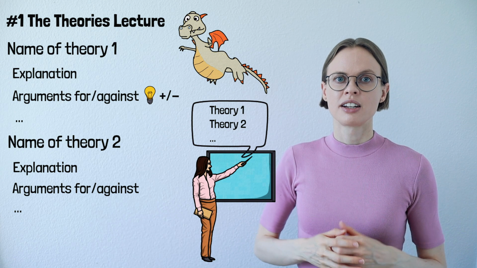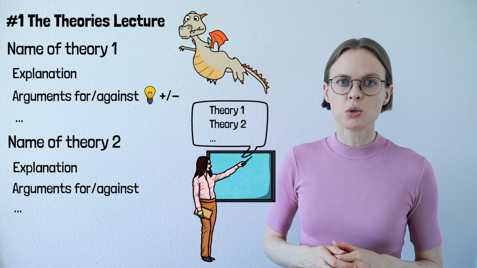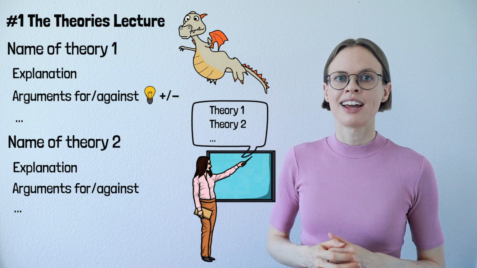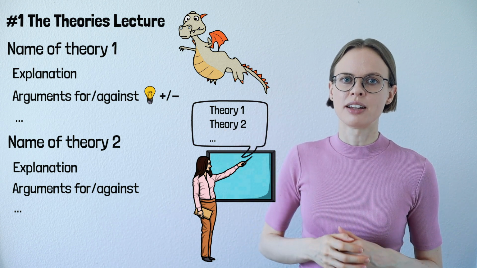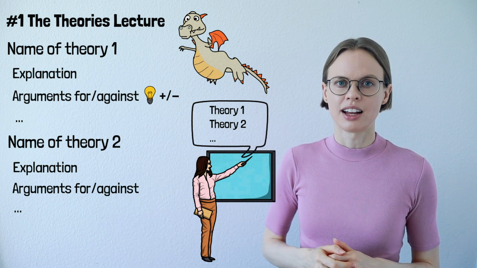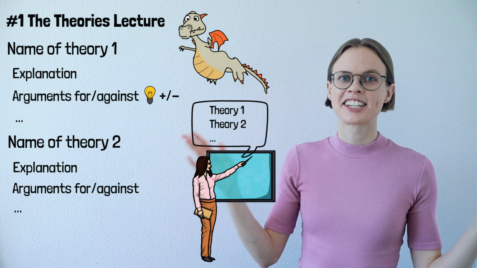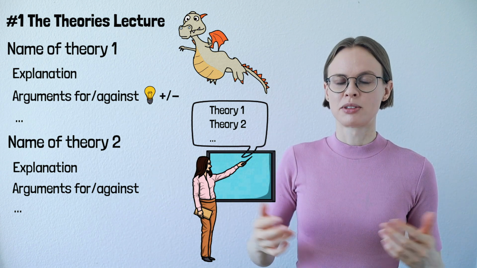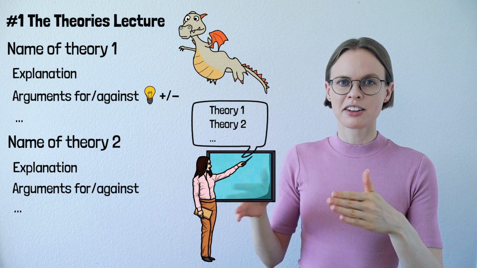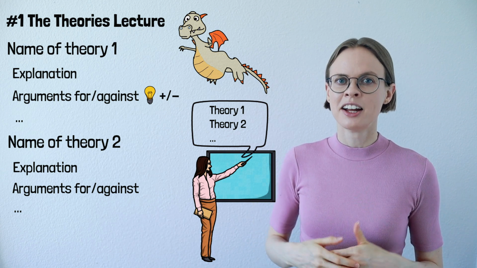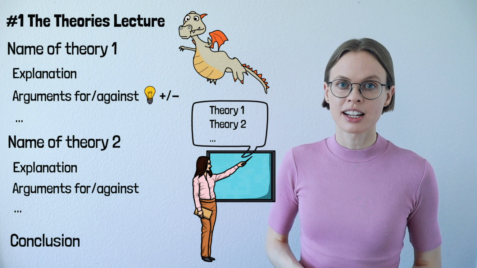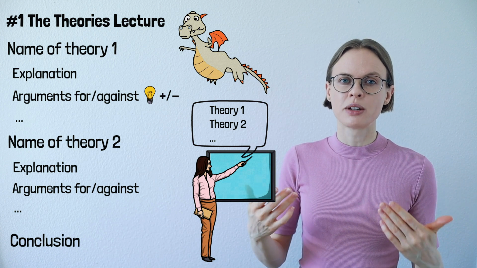And if the professor uses the same structure, you will take notes in the same way as you did for the first theory. The professor will go on like that until she has presented all the theories she wanted to talk about. If the professor talks about several theories, it's likely that she will draw a conclusion in the end about which theory prevails.